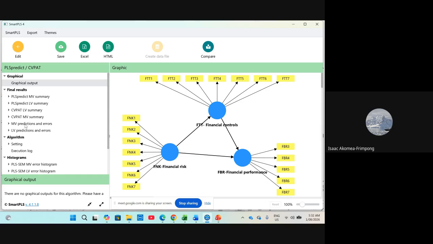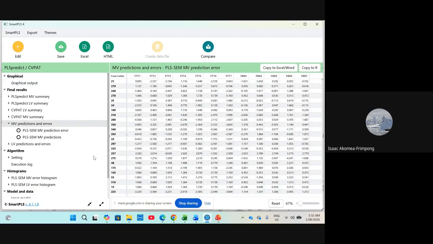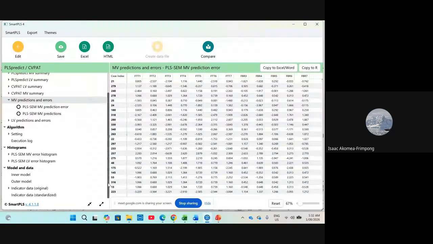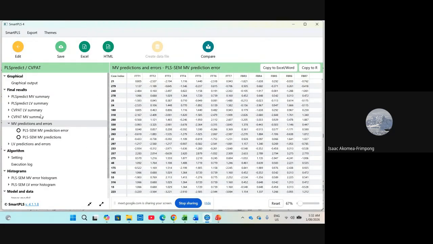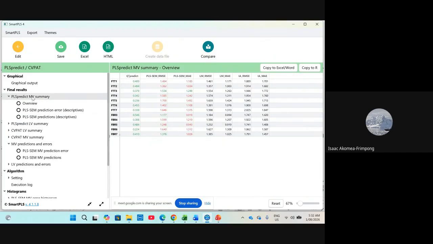So you look up to this. And then you can also look up to that. Okay, but at the end of the day, which one is the best? Look up to this, the PLS predicts MV summary. That's the manifest variable summary. So that's what you look up to.